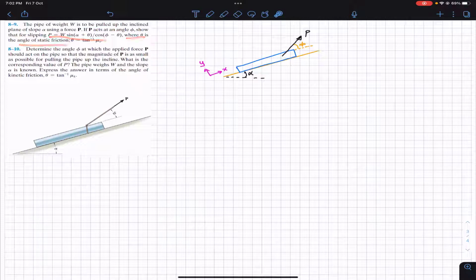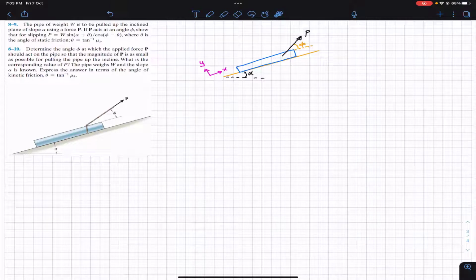of static friction. And in the second problem, it is said: determine the angle phi at which the applied force P should act on the pipe so that the magnitude of P is as small as possible for pulling the pipe up the incline. What is the corresponding value of P? The pipe weighs W and the slope angle is alpha. Express the answer in terms of the angle of kinetic friction. Theta equals tan inverse mu k, and here theta equals tan inverse mu s.